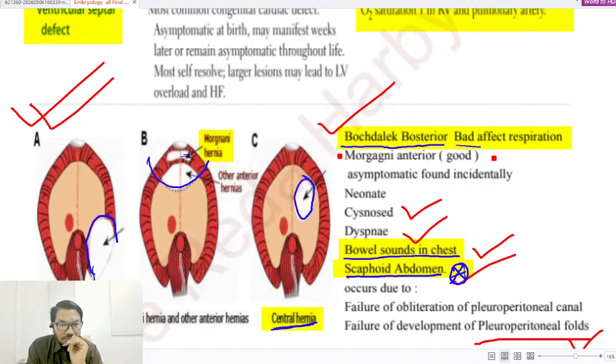Normally it remains asymptomatic, an incidental finding. Maybe the child did not come with fever or cough, so you are just auscultating the chest, and while auscultating you get bowel sounds. Also, the abdomen is scaphoid in shape. The abdomen will be like this, scaphoid, and the child will be cyanosed and dyspneic.